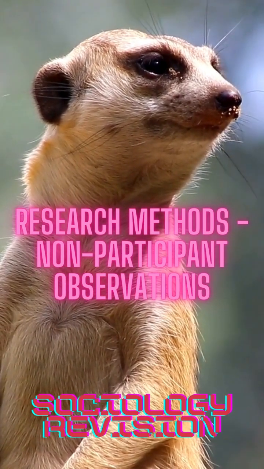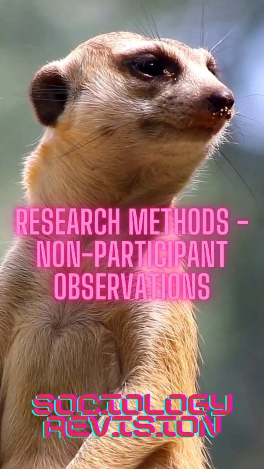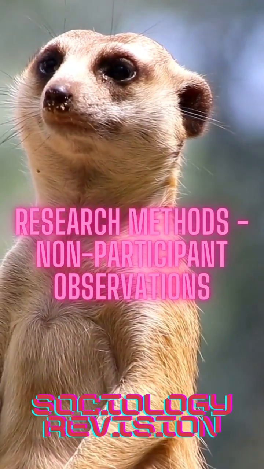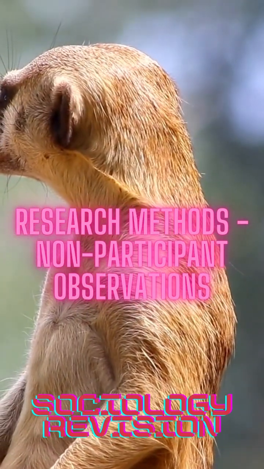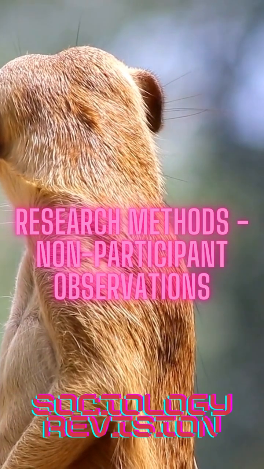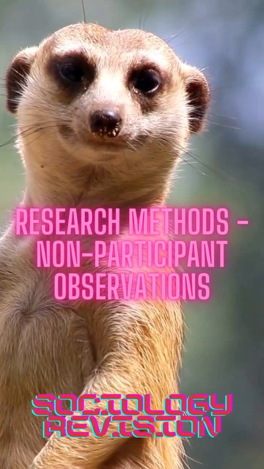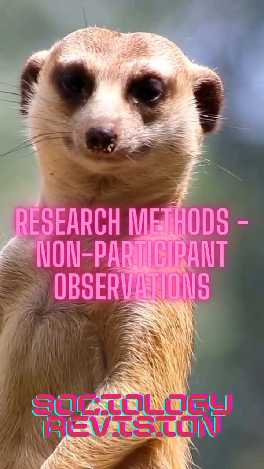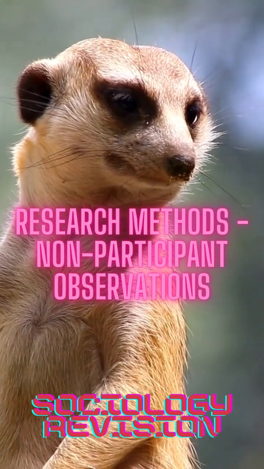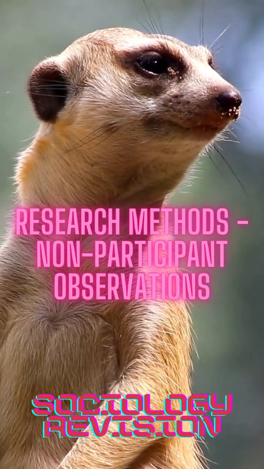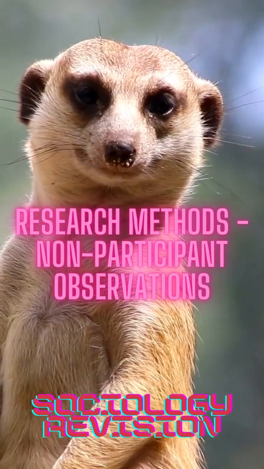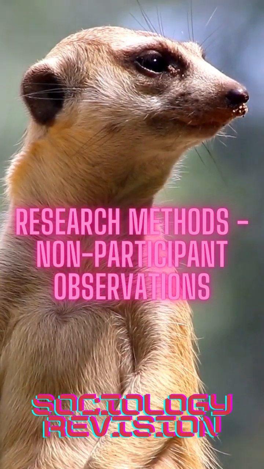An example of a famous sociological study that used non-participant observation is Erving Goffman's work on total institutions, such as mental hospitals. Goffman observed the daily lives of patients and staff, noting the ways in which the institution shaped their identities and interactions. His observations provided valuable insights into the social dynamics of these environments.